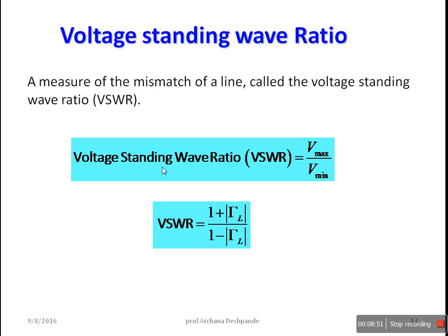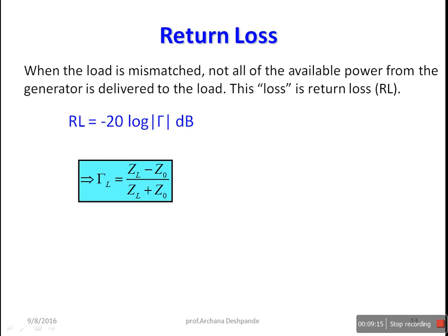So how do we calculate the voltage standing wave ratio? It is equal to the ratio of Vmax and Vmin. These are the maxima and minima which we get on the standing wave pattern. VSWR in terms of reflection coefficient is 1 plus tau L upon 1 minus tau L. So when tau L is 0, VSWR is 1, which is a perfect match condition.